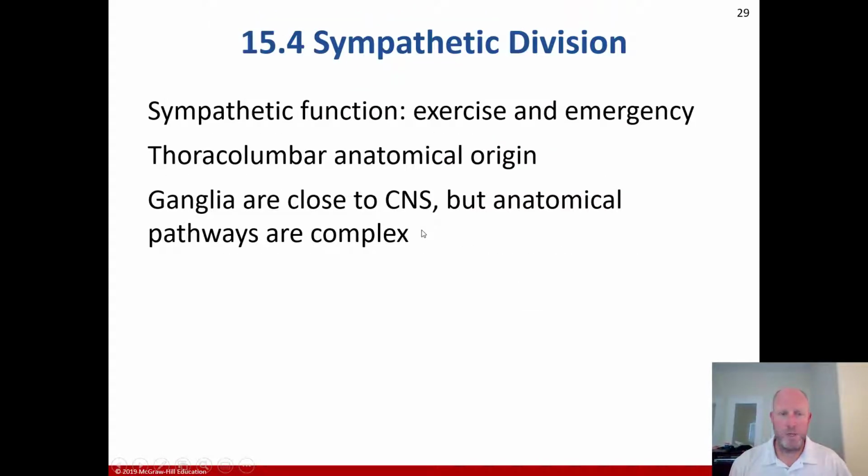So with the sympathetic division, you should certainly know that the sympathetic function for your exam is involved with exercise and emergency activity, fight or flight, get going. It involves the thoracolumbar anatomical origin area. The ganglia are close to the CNS, or always close to the spinal cord, right? But anatomical pathways are complex.